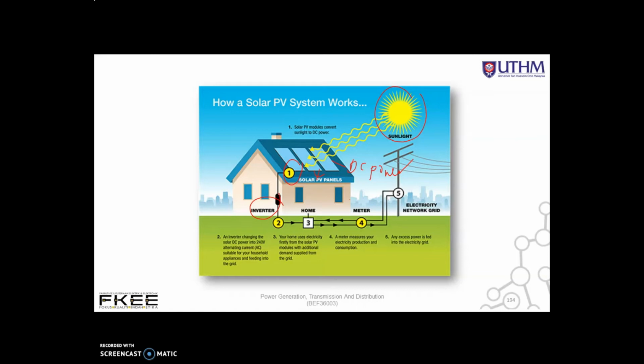into the grid. The third is our house uses electricity firstly from the solar PV modules, with additional demand supplied from the grid. Okay, this one is for the grid. And number 4 is a meter that measures our electricity production and consumption. And then number 5, any excess power is fed into the electricity grid. Okay, so this is how a solar PV system works in a residential house.